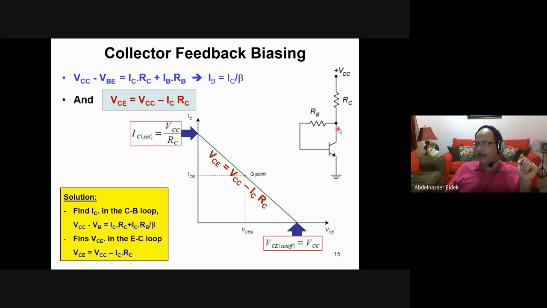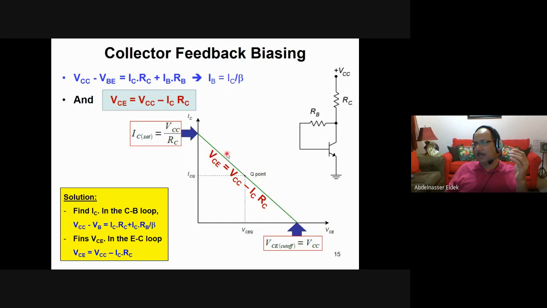So here VCE, this is a voltage here, VCE. The voltage VCE equals what? It equals this voltage minus the voltage across RC. So VCE equals VCC minus this voltage, which is IC times RC. So this is the equation here: VCE equals VCC minus IC times RC. We use this equation, of course, to draw this line. It is the same equation here.